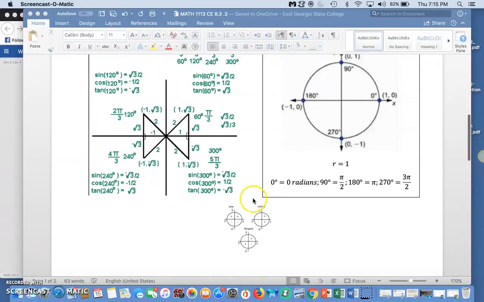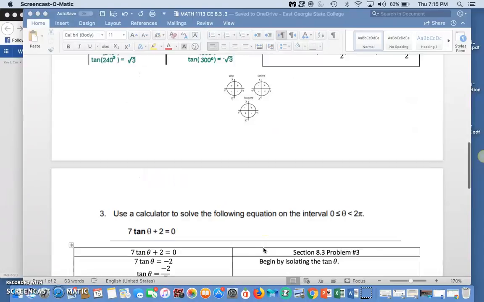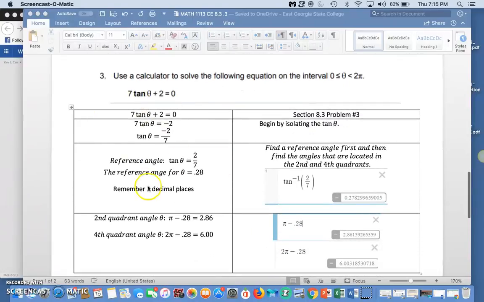I've added this in here just for you to look at. This is the tangent, it's negative in the second and fourth. Okay, as we get back in here, what are we dealing with? Well, if tangent is negative in the second and the fourth, I really want to know the reference angle first. So I put in inverse tan 2 over 7, and I get the reference angle.